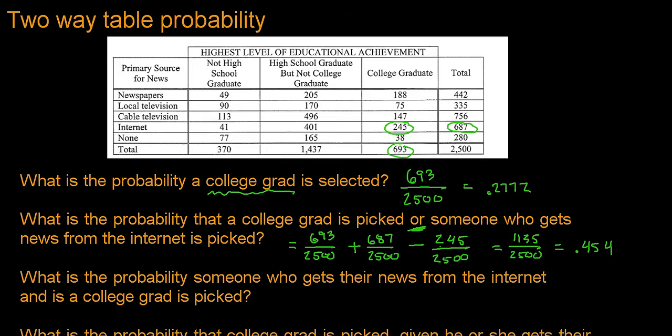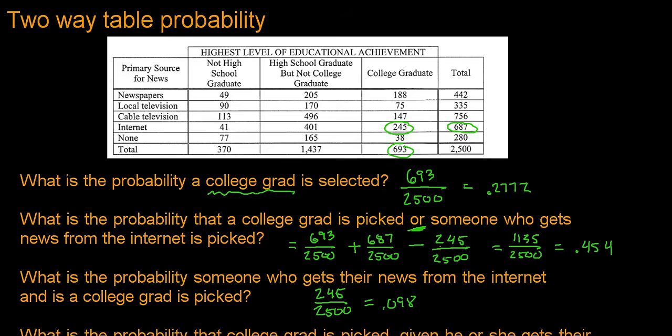What is the probability somebody who gets their news from the internet and is a college graduate is picked? Oh, we already talked about that. That is a very specific 245 people. That's it. Easy. We already know that. It said and, don't multiply, right? I don't need to multiply. I got this table in front of me that shows me everything I need. I clearly see 245 people that get their news from the internet and are college grads. That's it, 245 out of 2,500. Don't make it harder than it is, 0.098.